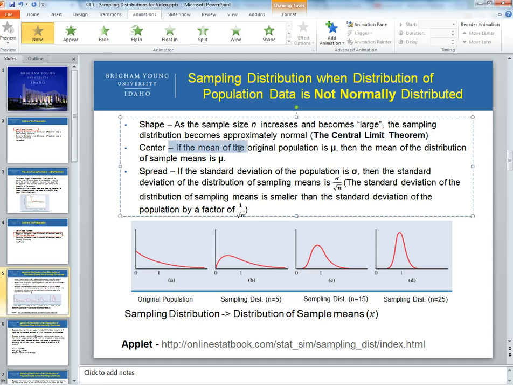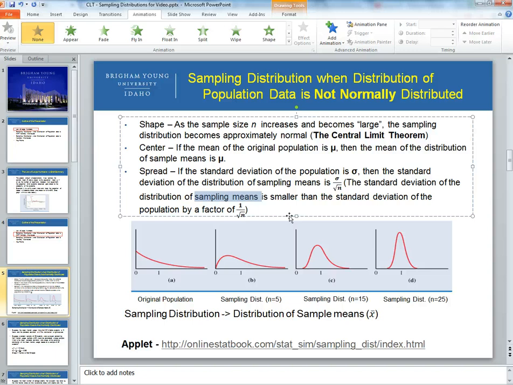The center: if the mean of the original population is mu, which is the true population mean, then the mean of the distribution of sample means is also mu. So the mean of the original population is equal to the mean of all possible sample means. The spread: if the standard deviation of a population is sigma, then the standard deviation of the distribution of sample means is sigma divided by the square root of n. Sigma is what we normally use to describe the population standard deviation. But with the sampling distribution, the standard deviation is the original standard deviation divided by the square root of n. And so the standard deviation of the distribution of sample means is smaller than the standard deviation of the population by a factor of 1 over the square root of n.